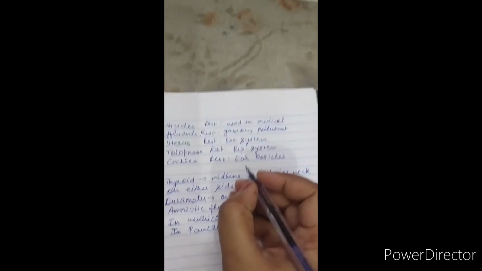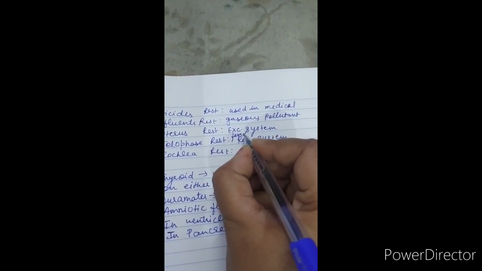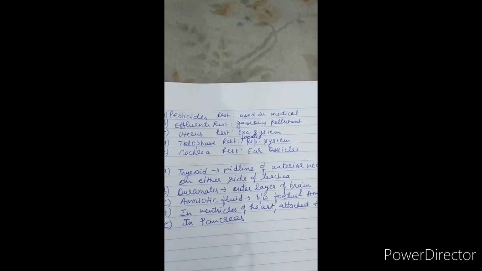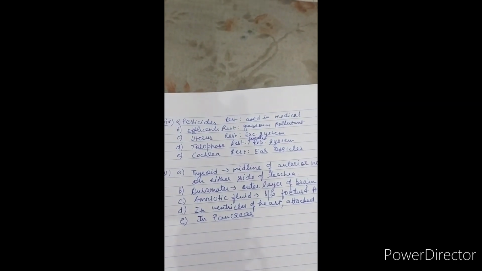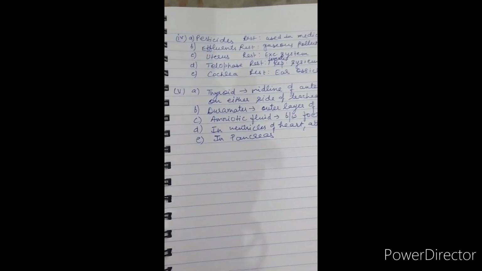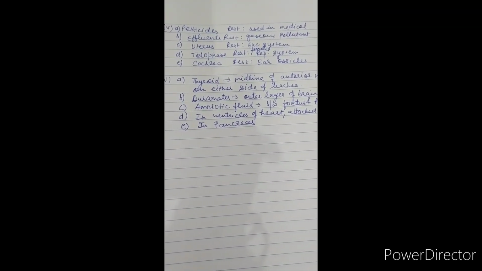So here you can write female reproductive system, because the reproductive system can be of male also. And the last answer was cochlea, because the other three, that is malleus, incus and stapes, can be classified under the category of ear ossicles.